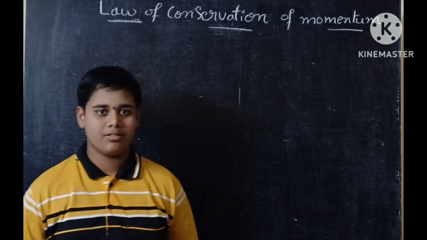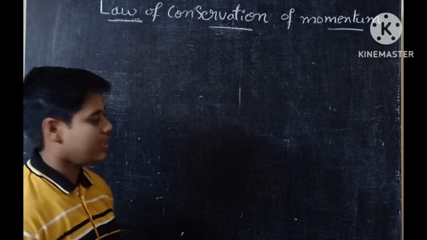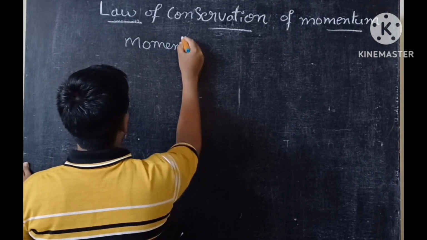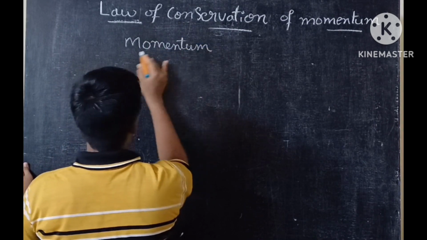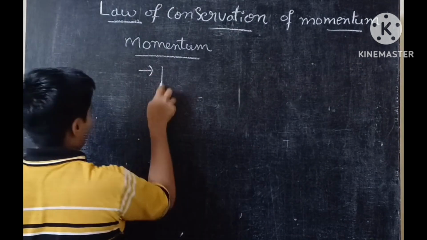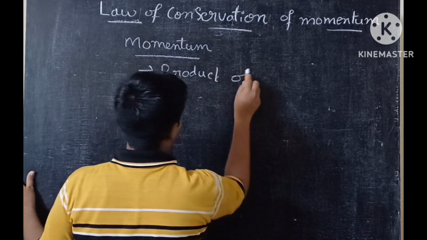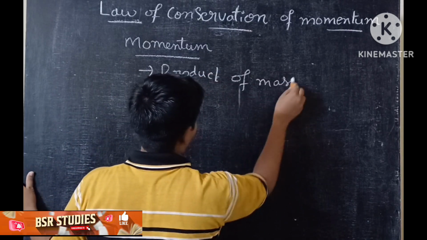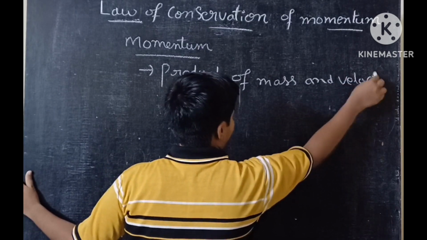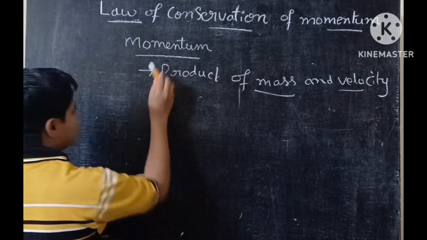I am Vara. Today I will explain about the law of conservation of momentum. We already learnt about momentum. So what is momentum? Momentum means the product of mass and velocity. Product of mass and velocity is known as momentum.